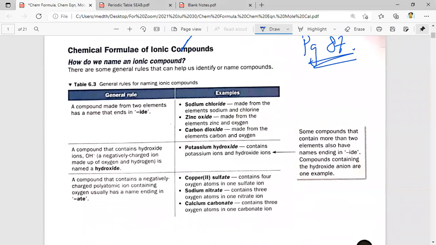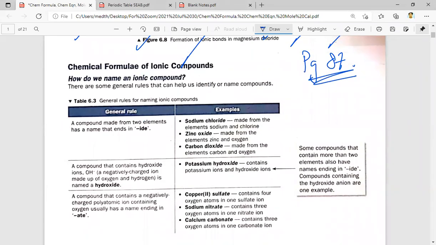Let's start with chemical formulas. We're gonna do chemical formulas of ionic compounds first, then later look at chemical formulas of elements. Why we talk about chemical formulas first is really because only when we know how to go about writing the chemical formulas can we actually do the chemical equations.